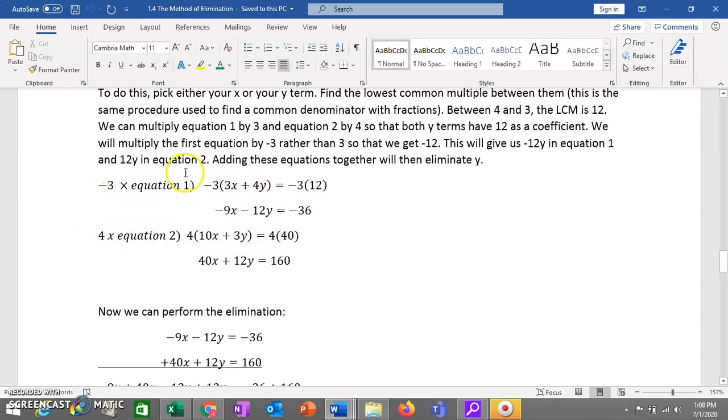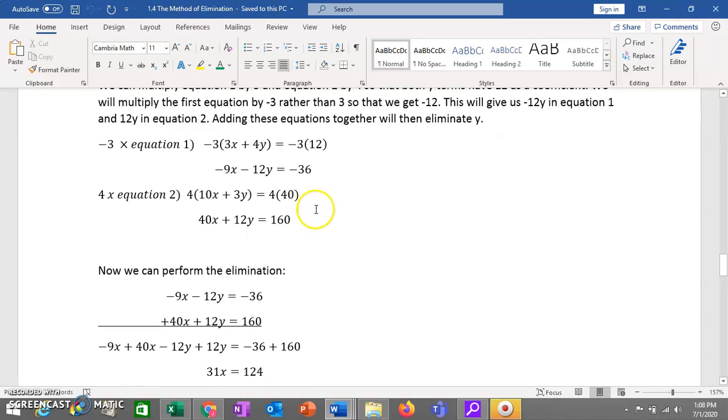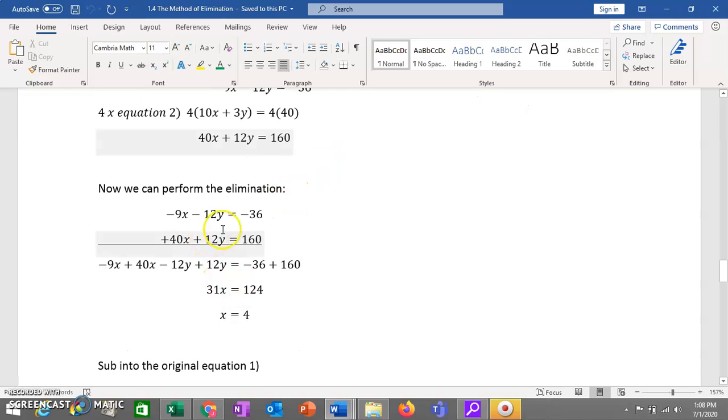Again, remember that you have to multiply both the left and the right side by -3. So it distributes, and that ends up with -9x minus 12y equal to -36. For equation 2, I multiply both the left side and the right side by 4, and I get 40x plus 12y equals 160. And again, notice here you now have -12y, +12y. If you add these two equations together, they will eliminate y. So that's what we do.